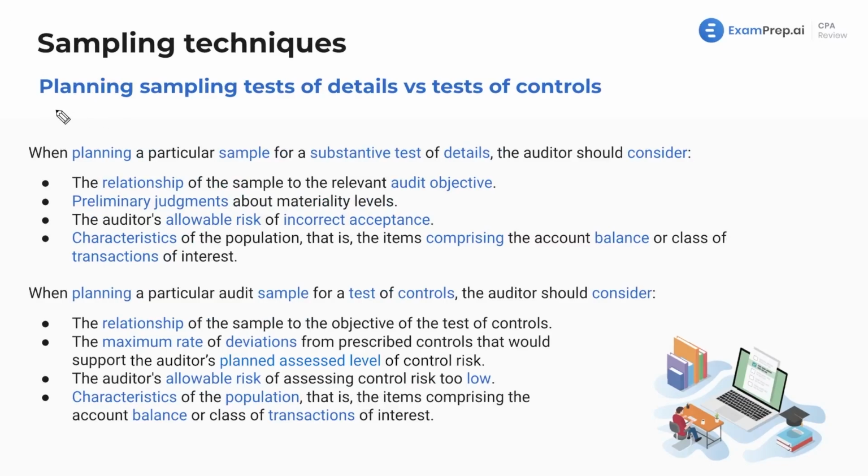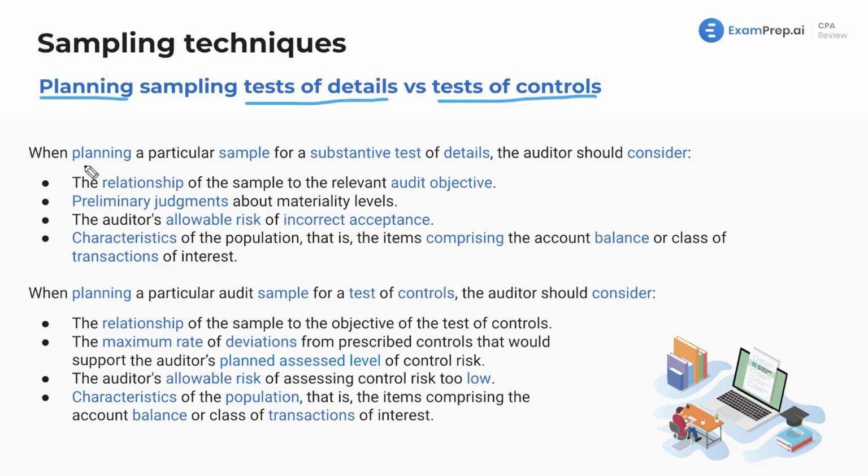Let's talk about planning. Planning within sampling. Well, we know we've got tests of details and tests of controls. We know that another name for test of details is substantive testing, and we know that this is done in order to reduce detection risk, and we know that this is done in order to assess control risk. So, what are we going to do when planning for sampling within each of these?